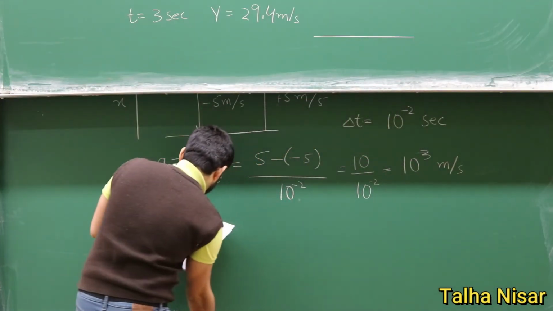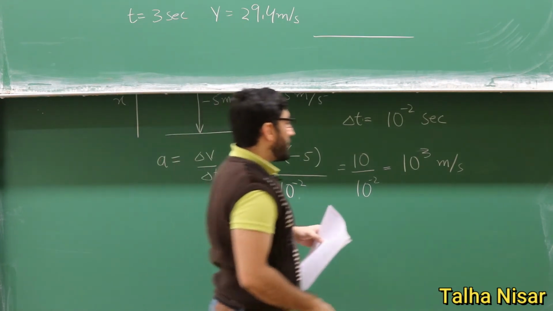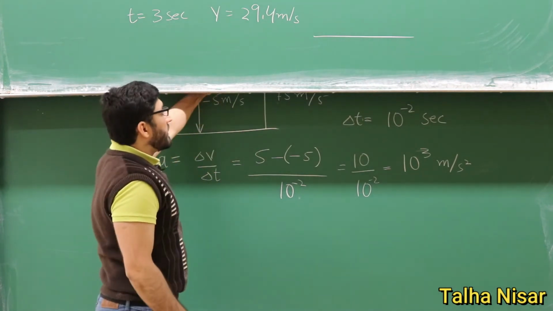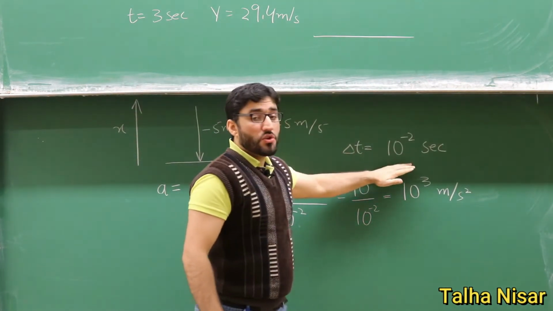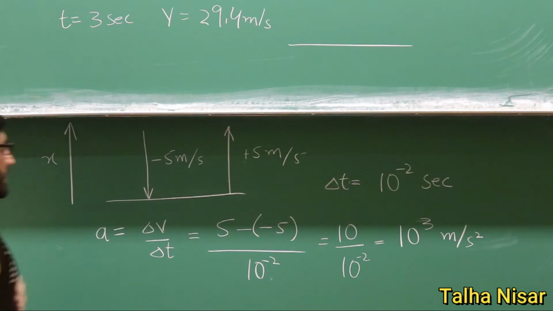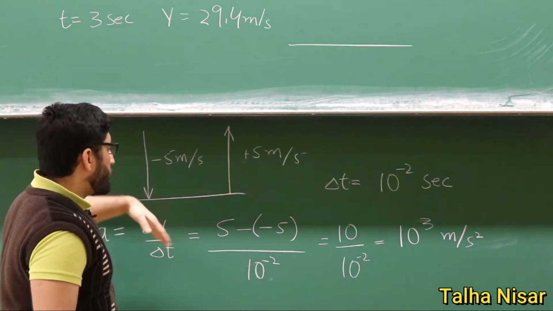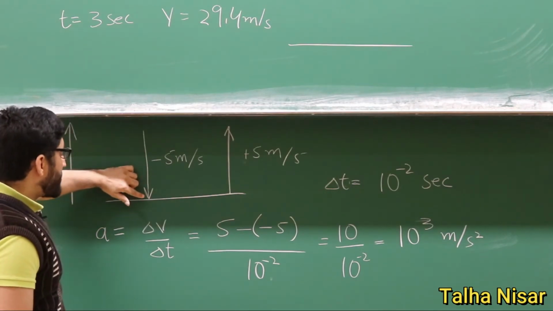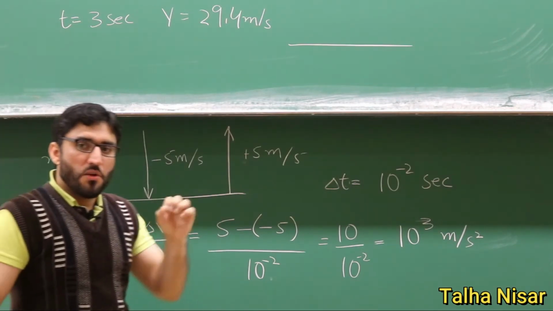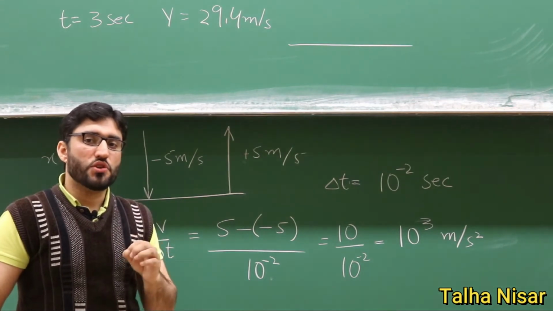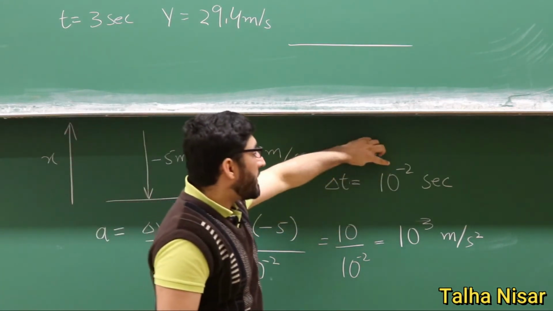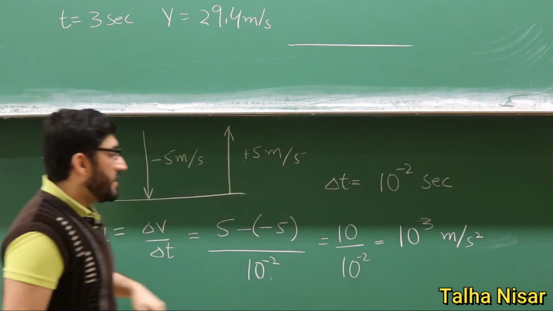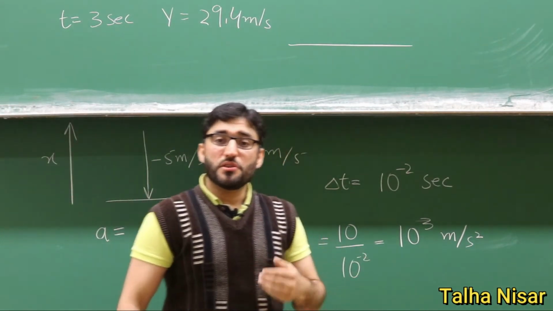So we can clearly see here that the acceleration is extremely large because the impact time was extremely short. In this case, when we threw a ball towards the earth and it comes back with the same velocity, the impact time when it hits the ground was extremely short, 10 raised to power minus 2 seconds here. And the acceleration when we calculate it is 1000 meters per second squared.